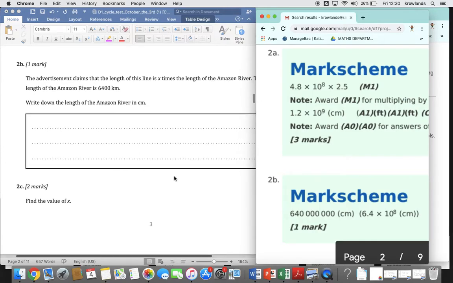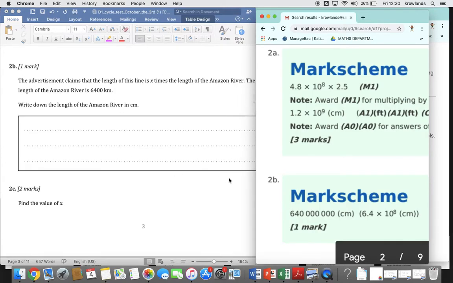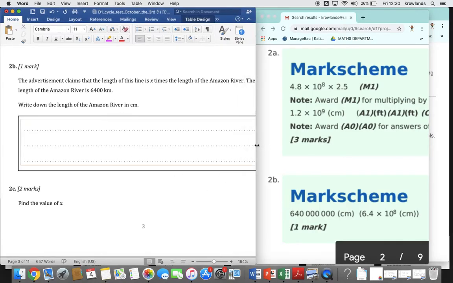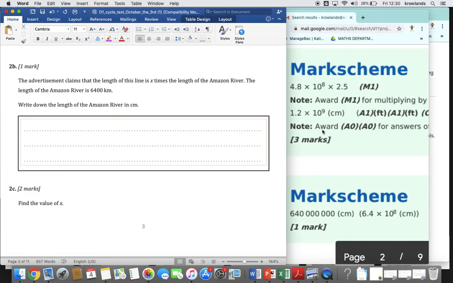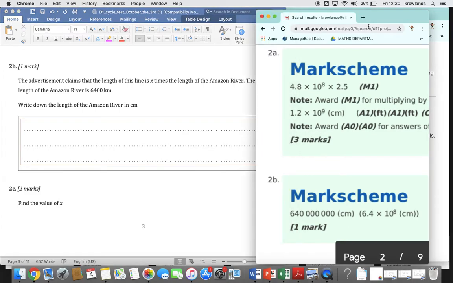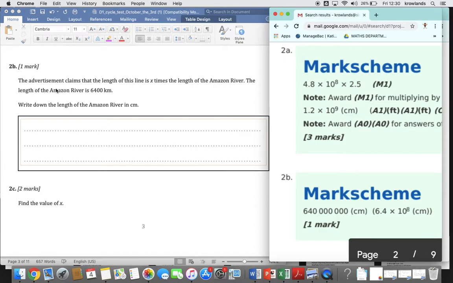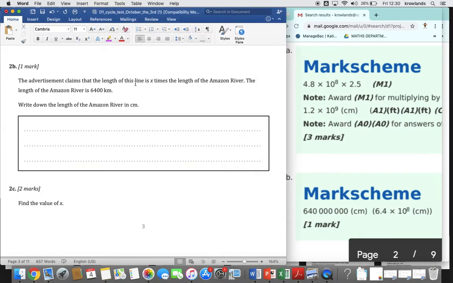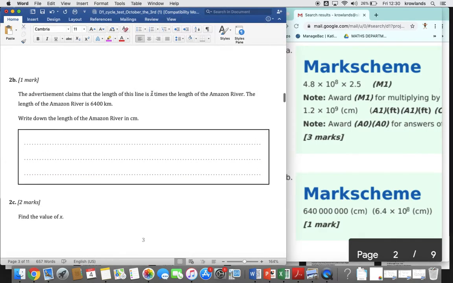2b is a completely different question, although it looks like it's a continuation. So it says the advert claims that the length of this line is x times the length of the Amazon River. So actually this part of the statement is irrelevant for the next question. So I'll cross it out for now.